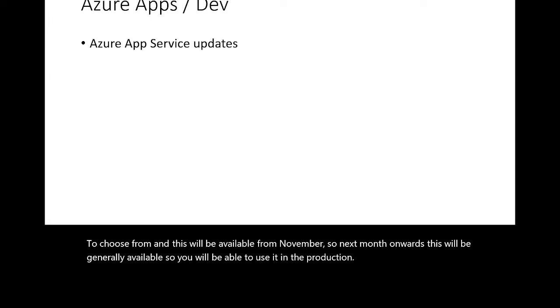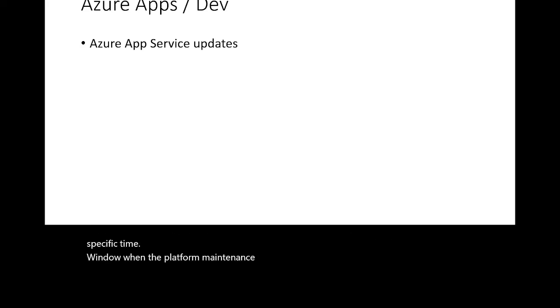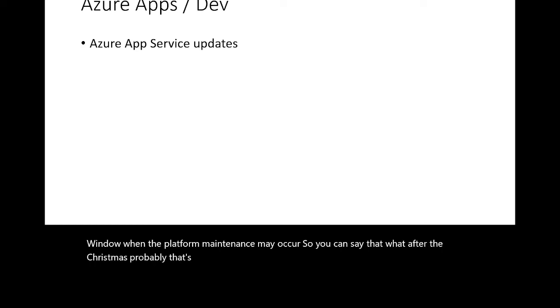14 days prior notice can be given for the maintenance period. So you will be able to choose a specific time window when the platform maintenance may occur. So you can say that, you know what, after Christmas, probably that's the slowdown period of my website. So let's do the maintenance then. So you can actually choose that by yourself.